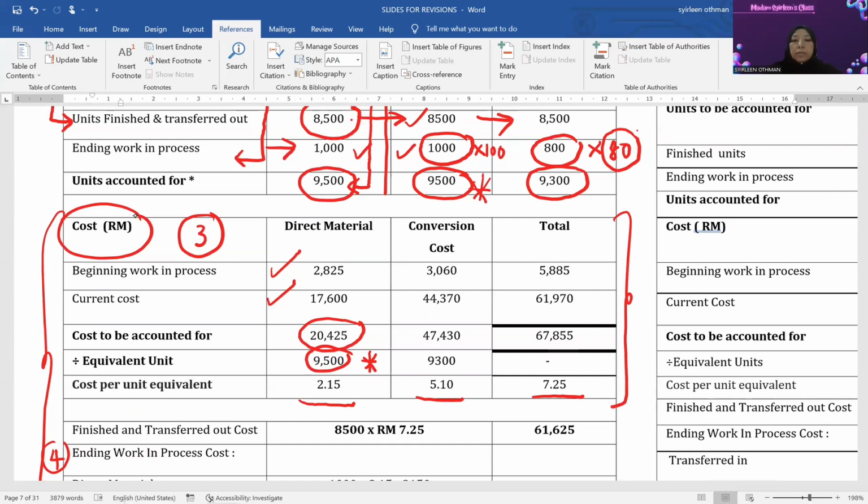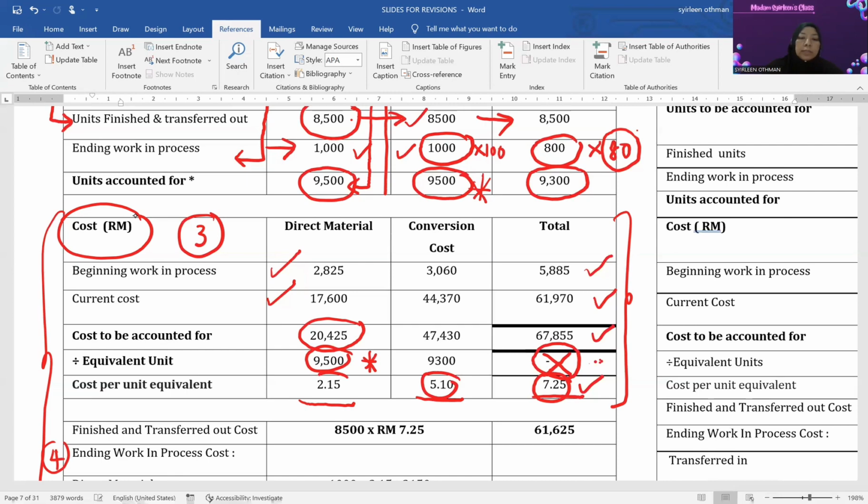Sebab itu kalau you tengok dekat sini, equivalent unit ni tidak ada sebarang jumlah. Sebab ni ialah unit. Yang kita akan tambah ialah cost sahaja. So cost yang kita tambah ialah beginning work in process, current cost, okay, cost accounted for, and then cost per equivalent unit. Okay, so you can see here equivalent unit ni madam tak jumlahkan sebab ini ialah dalam bentuk unit. Yang kita tambah hanya yang dalam bentuk cost saja, ringgit Malaysia.